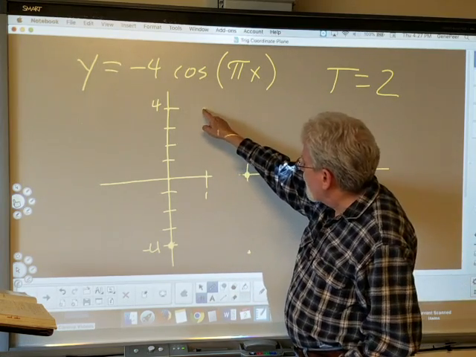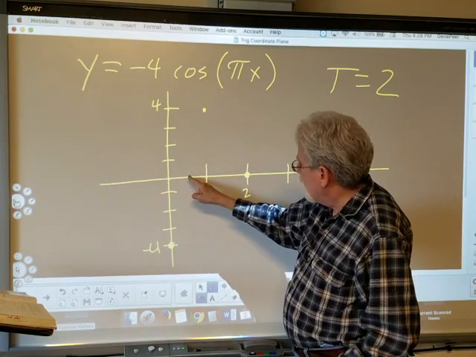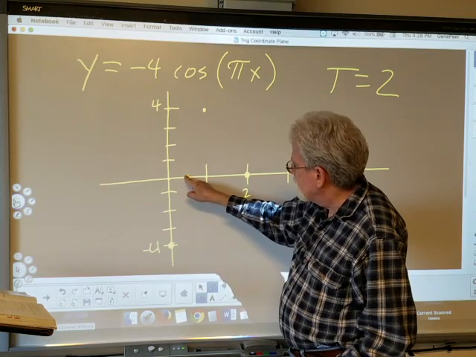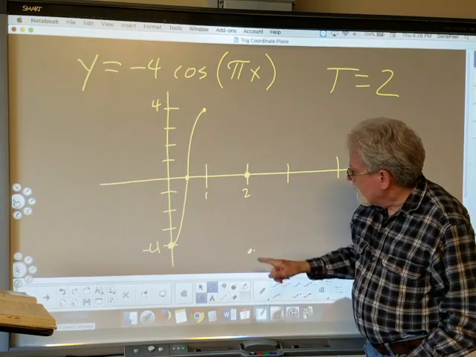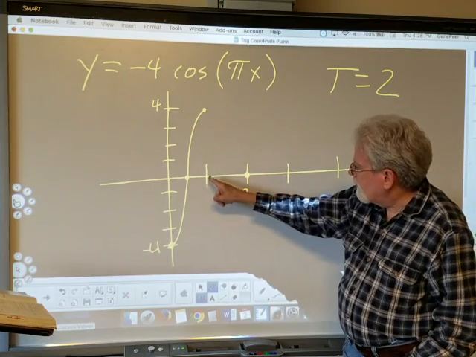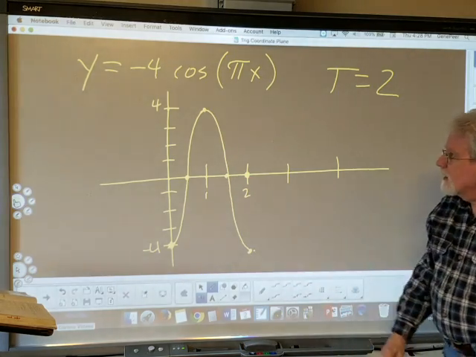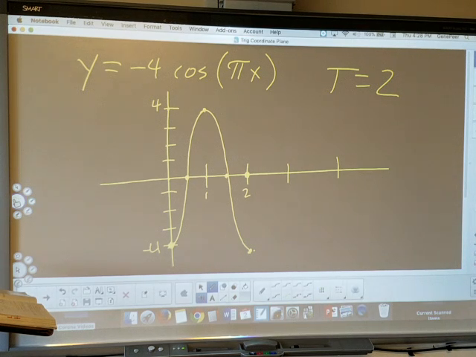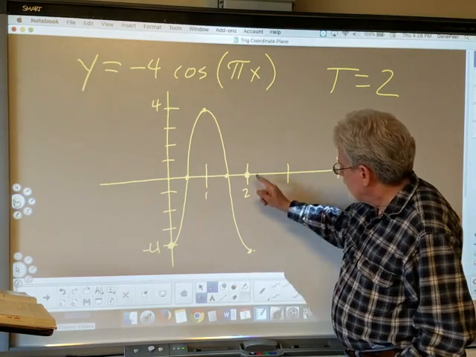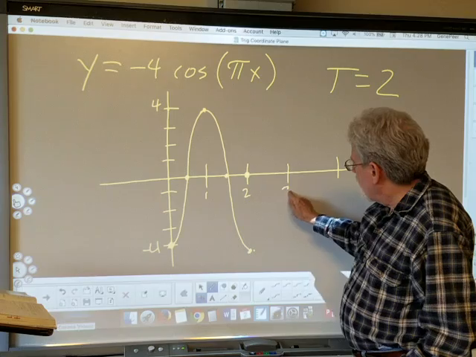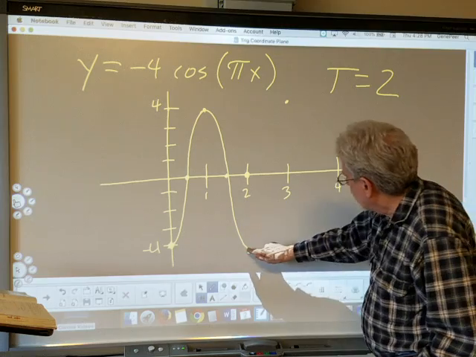And halfway between this maximum and this minimum, guess what it has to do? Yeah, it has to pass through the axis. So we're going to have an x-intercept of 1/2, as it does this. And then it has to have another x-intercept halfway between these points. So it's going to do that. And we've got the basic graph. Then we repeat that pattern. We had a maximum at 1 and a minimum at 2. We'll have another maximum at 3 and another minimum at 4. And we just kind of continue this pattern.